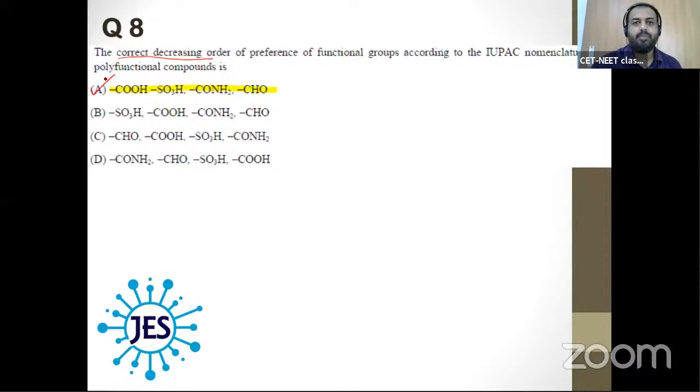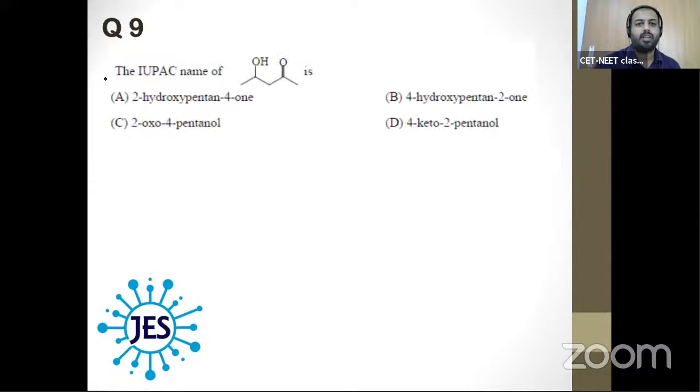That is question number 8. Next, question number 9. One question with multiple functional groups. Try to answer it. Multiple functional groups. Let me see. So please identify the functional groups correctly.